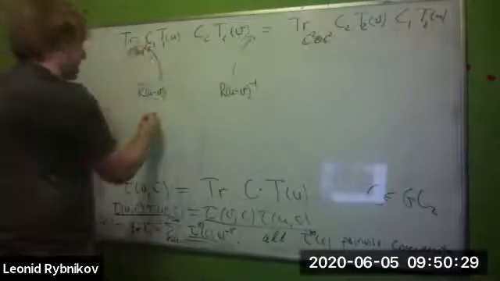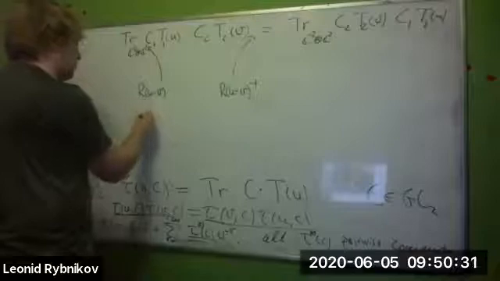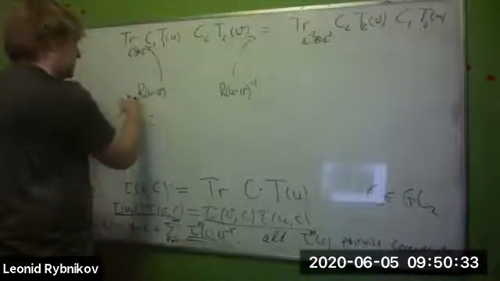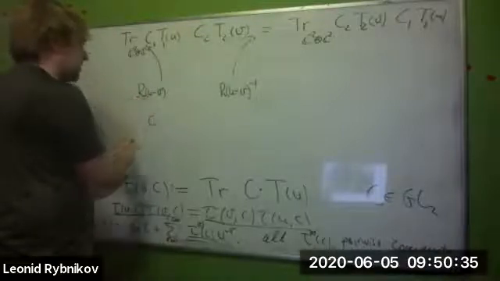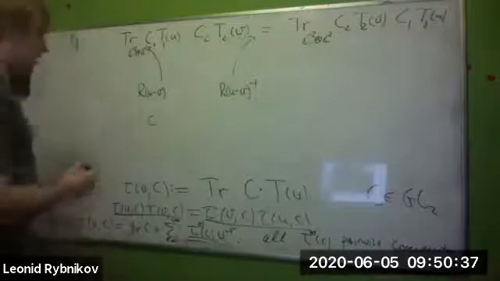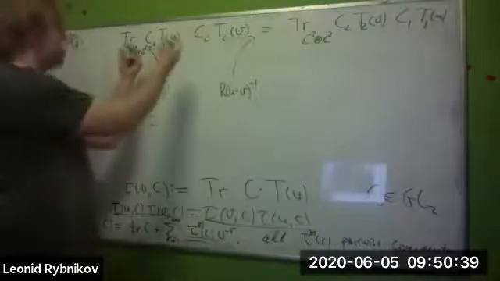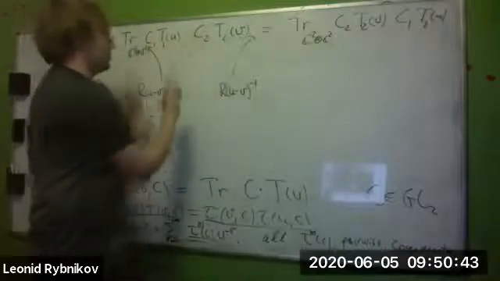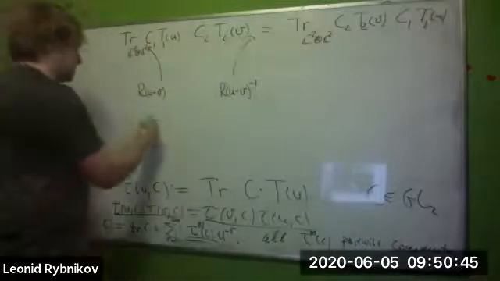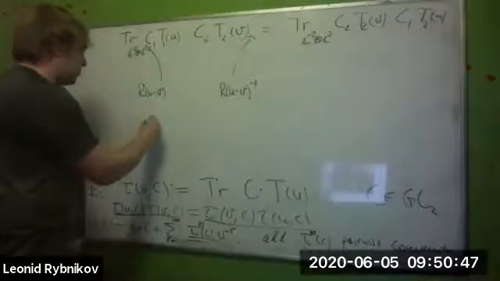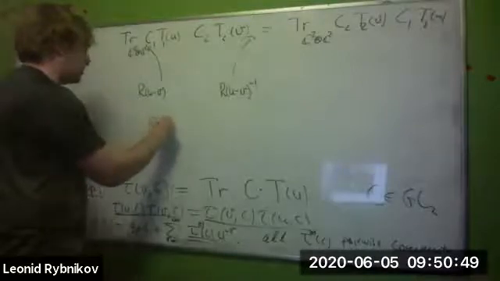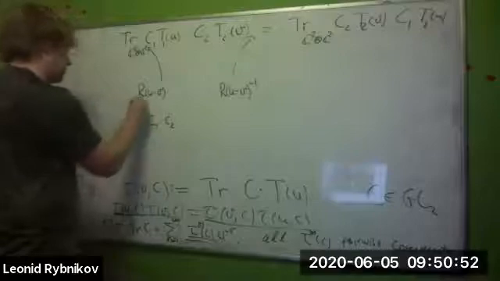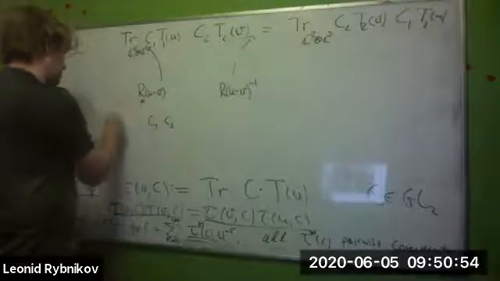After that I use the following: the R matrix is invariant with respect to simultaneous action of GL2 on both tensor copies. So R commutes with C1 times C2.